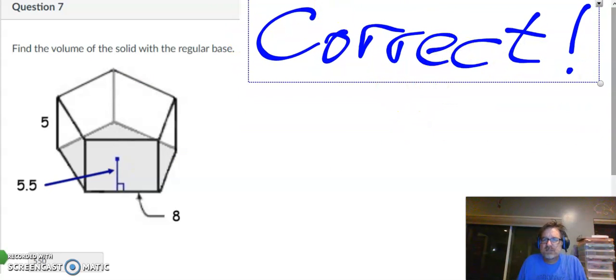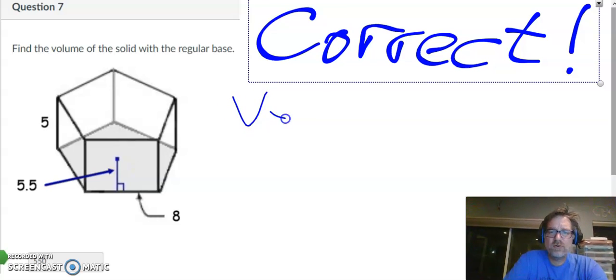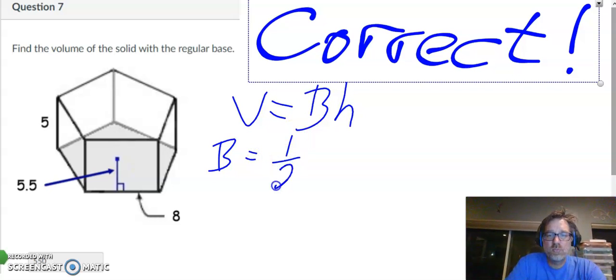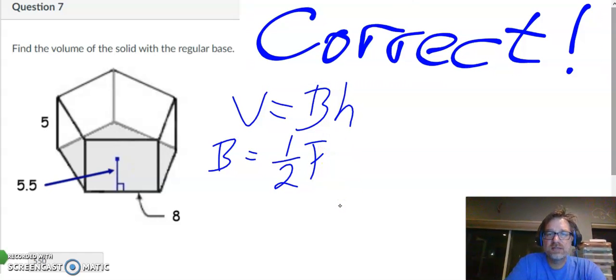We're going to have the same setup. We're going to go ahead and we're going to set it up the exact same way. We're going to say volume equals the area of the base times the height. Area of the base is 1/2 the perimeter of the base times, oops, I said h. It's not h, it's little a.